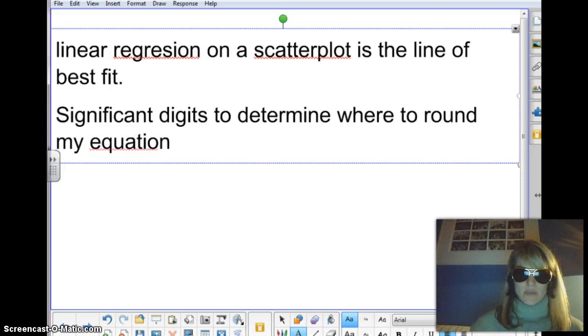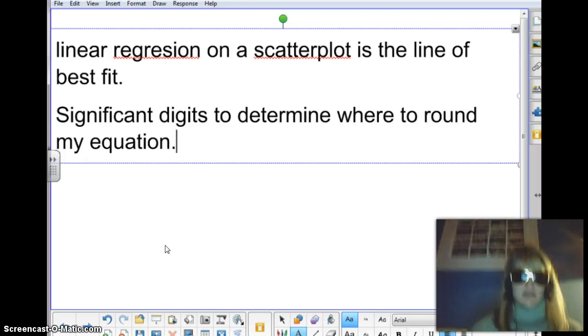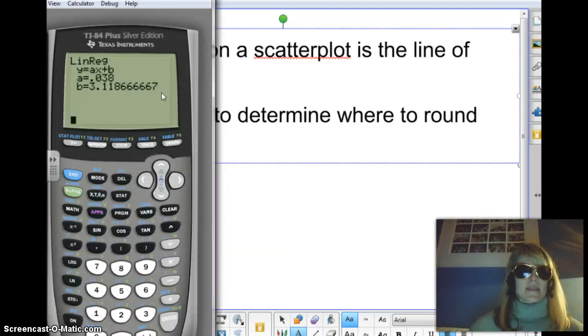Okay. So I'm also going to show you something else on your calculator. And that is, a lot of times we don't want to have to take this and copy all these numbers into that. So I can actually save it.